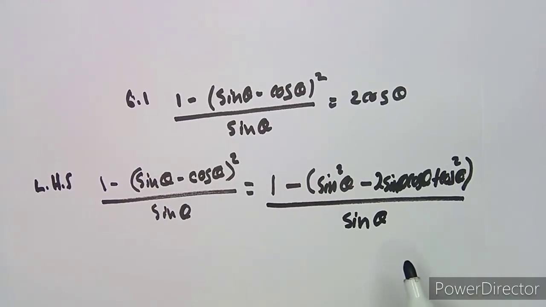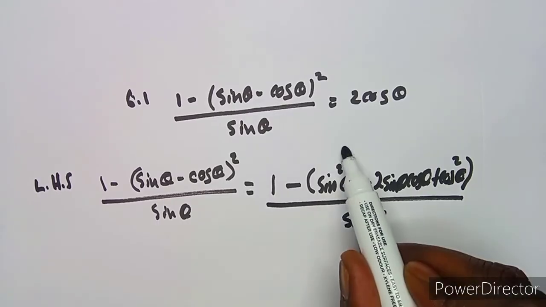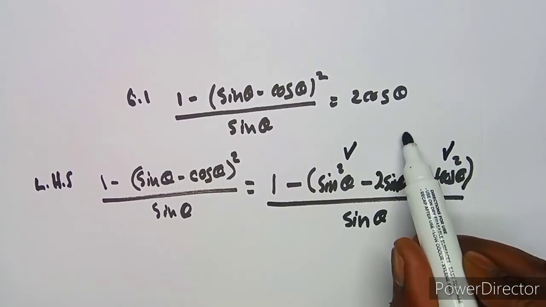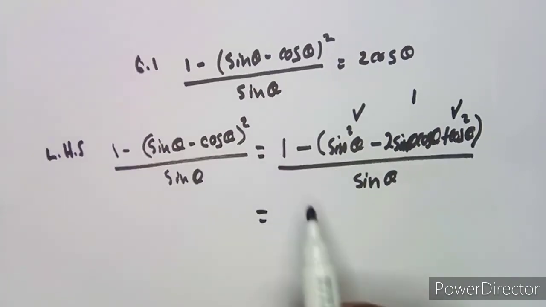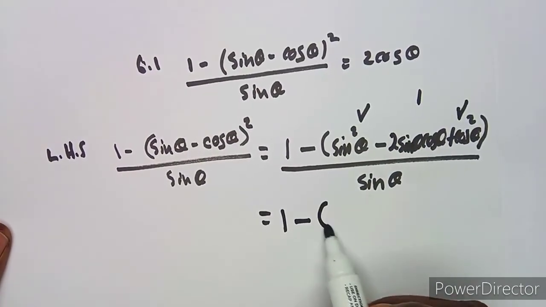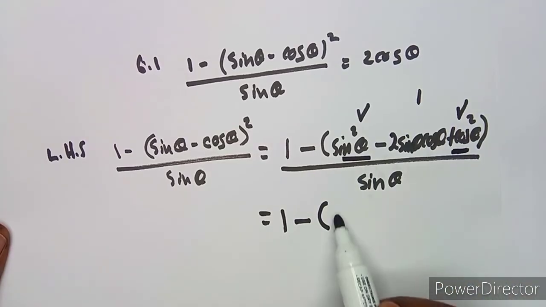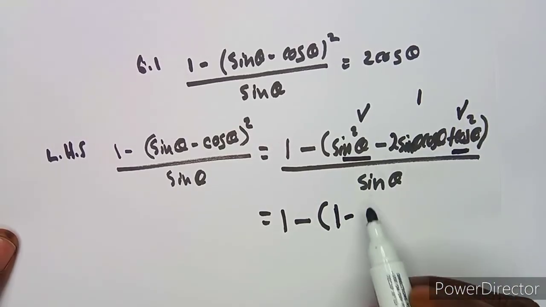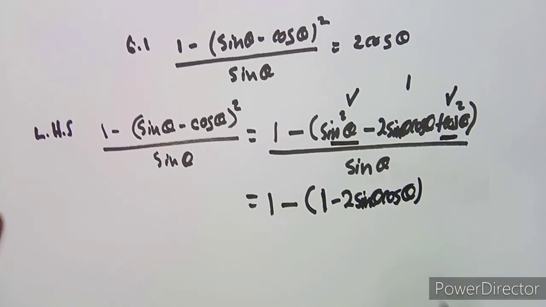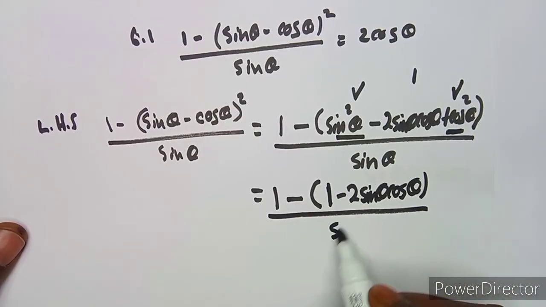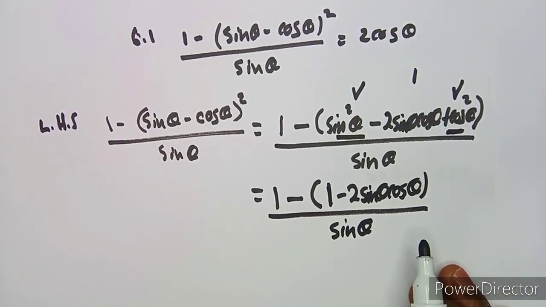Now there's something here. We know from our identities that sine squared theta plus cos squared theta gives us 1. This is the same as cos squared plus sine squared, which is 1. So we are going to have 1 inside there. So this is going to be 1 minus, inside the bracket, this gives us a 1. But we have got minus 2 sine theta cos theta, which is still inside, which you have to write as it is over sine theta. That is the stage that we are at now.